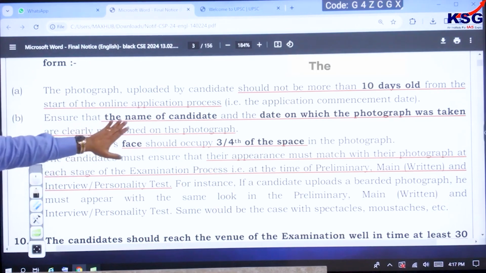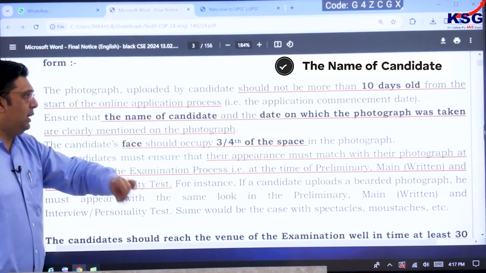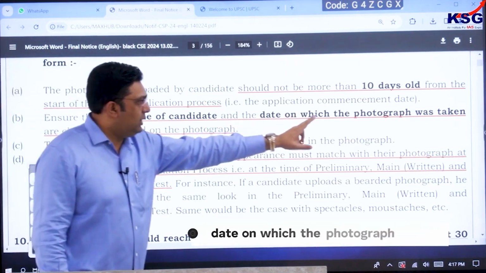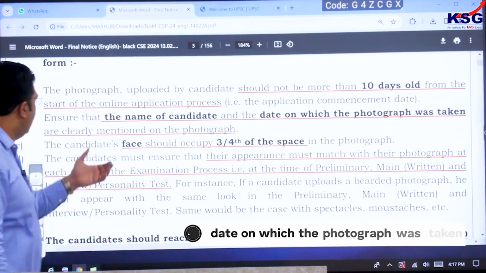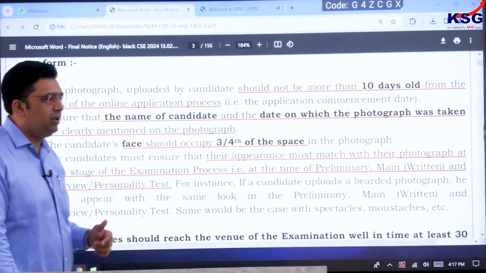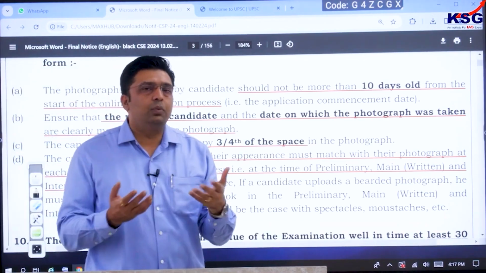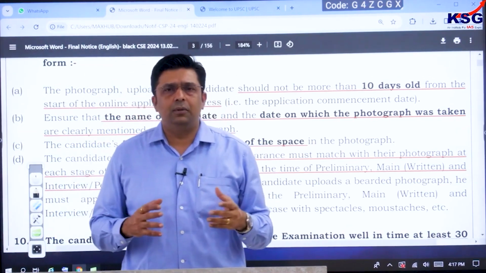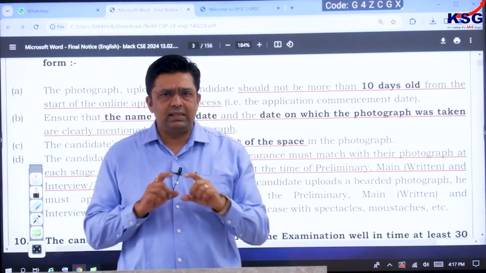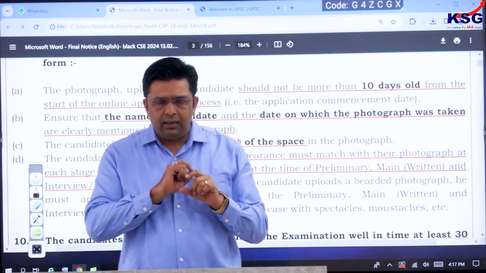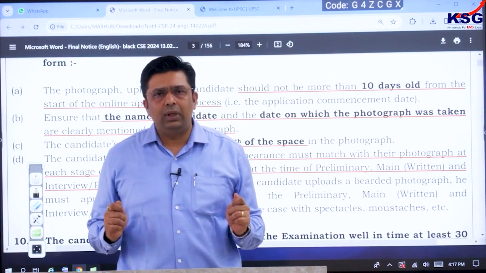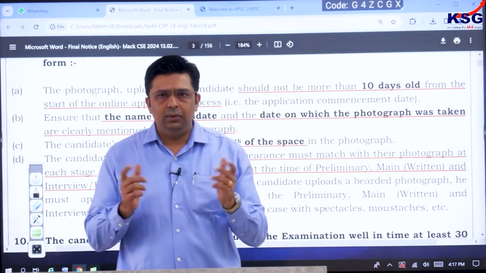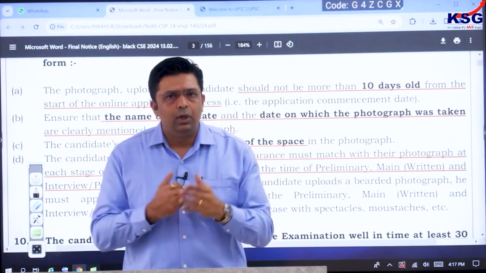And ensure that the name of the candidate, आपका नाम, and the date on which the photograph was taken, जिस दिन आपने वो फोटो खींची हुई है, both are clearly mentioned on the photograph. So both should be clearly mentioned on the photograph. So there is one way is that you take a page and on that you write your name in bold and you also write the date and you can hold it like this and then you can click your photograph. So it would have both the things.